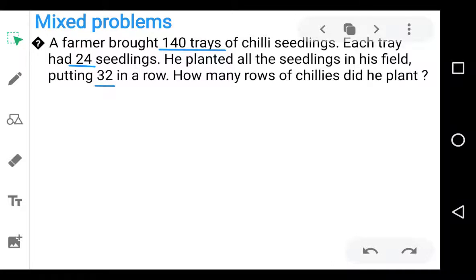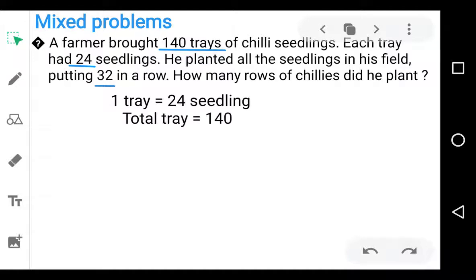So first see the information that is given to us. See, there is one tray, and in one tray how many seedlings? 24 seedlings, and total trays 140. The farmer put 32 in each row. He planted 32 seeds in one row. So here what we have to find? How many rows of chilies? For that, first we have to find the total number of seedlings.